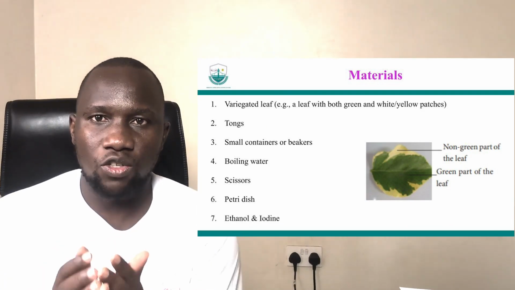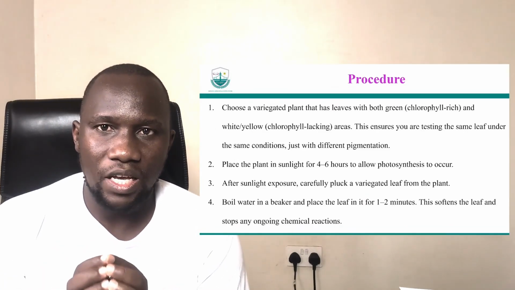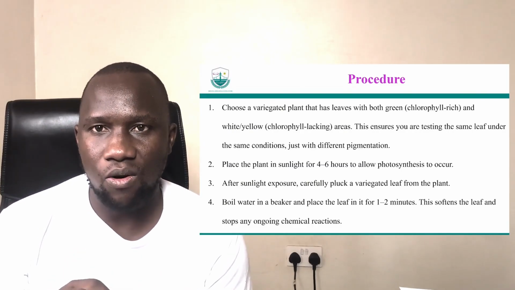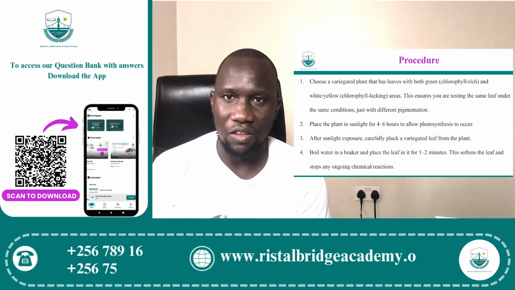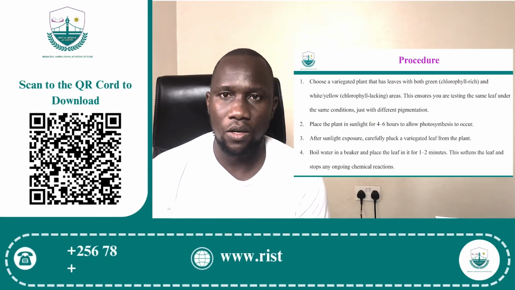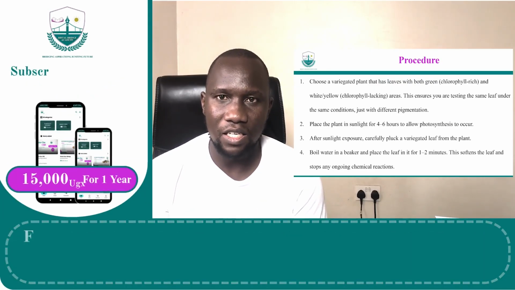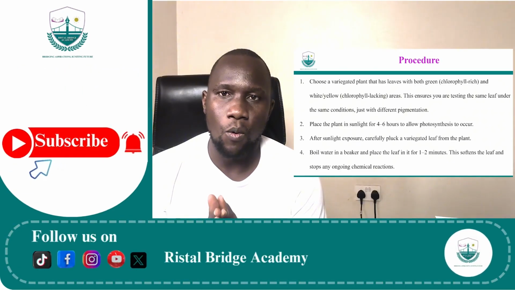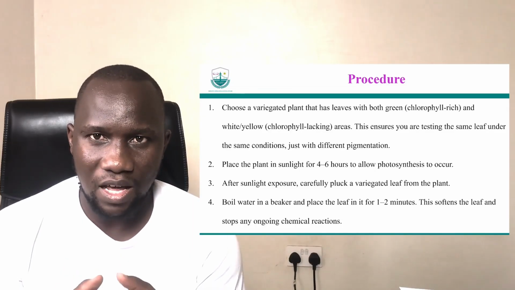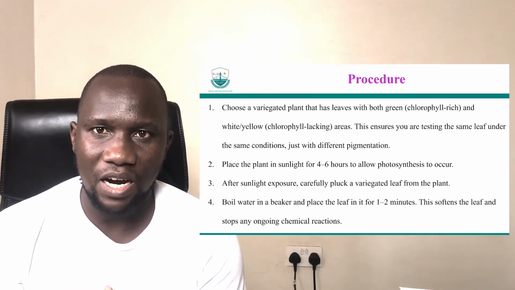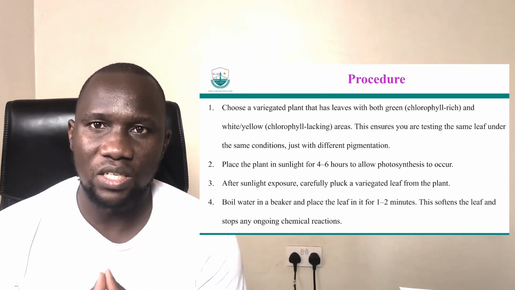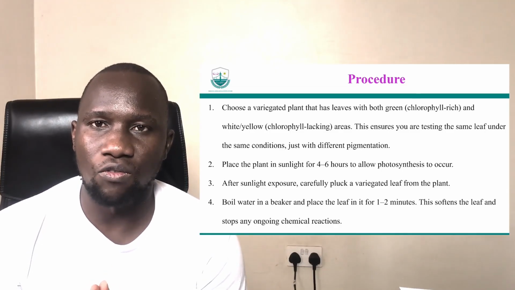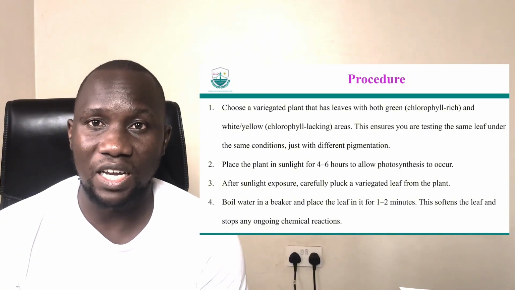First of all, you need to get a variegated plant. From this variegated plant, you then cut off a leaf using the scissors. You first deal with the plant: expose it to sunlight for 4 to 6 hours. Why do we do that? To ensure that this plant carries out the process of photosynthesis. And when it does, and we test for the presence of starch, we shall be able to find that starch.